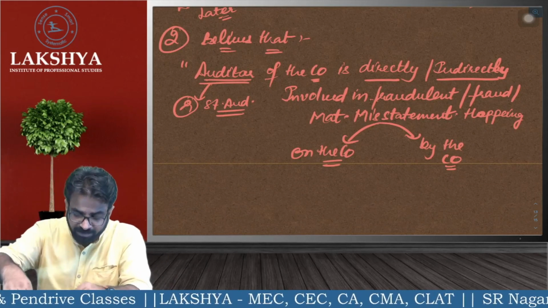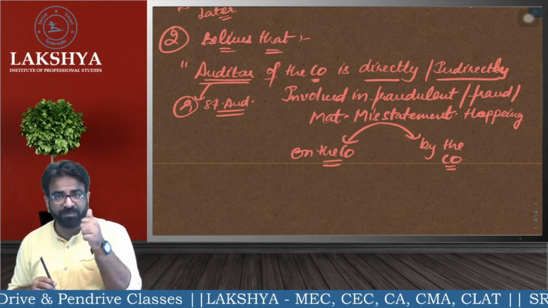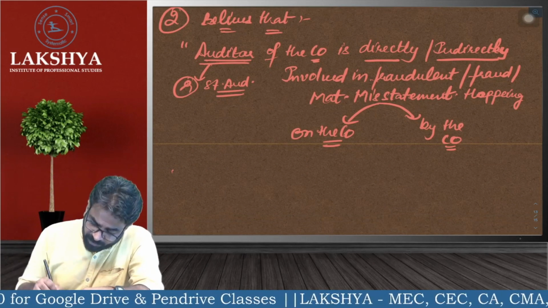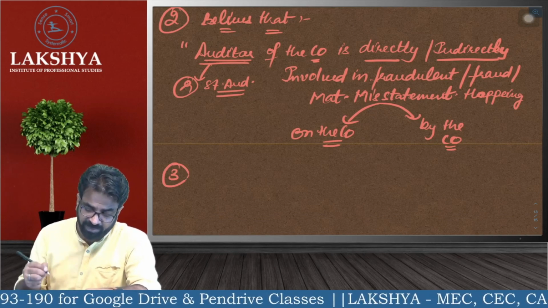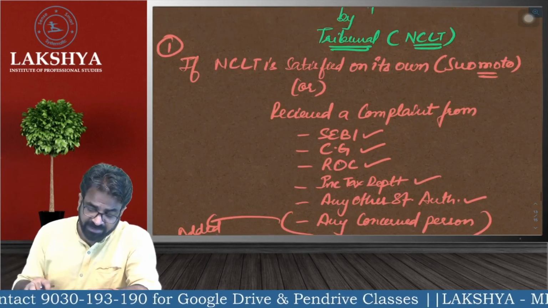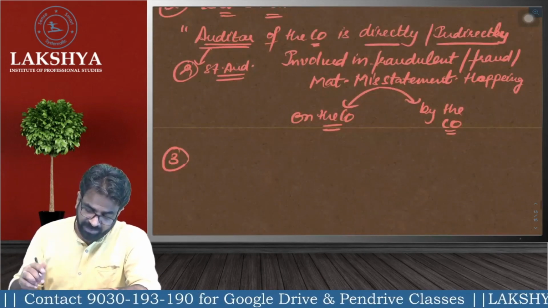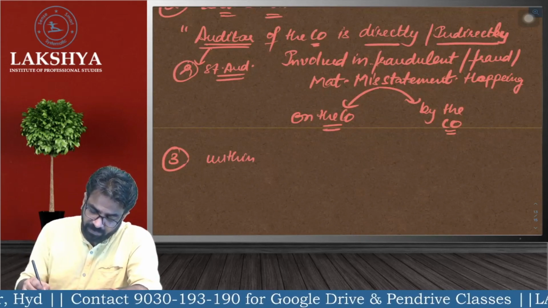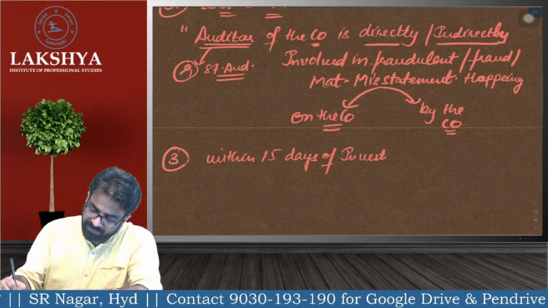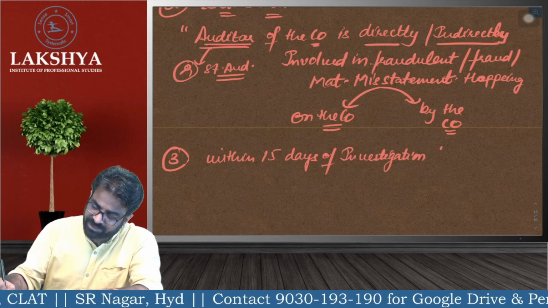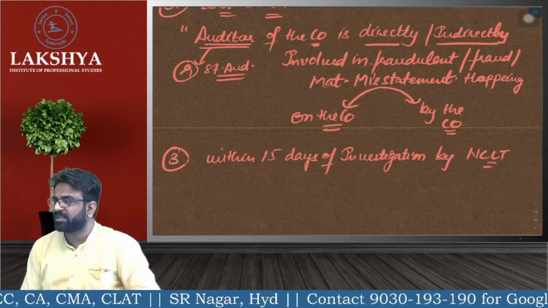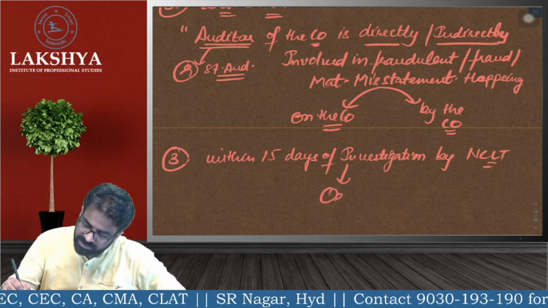So this is what this particular section means. So main point क्या है? Here the auditor is involved in fraud. Yes. Next, point number 3. ये तो गया main reason of complaint. This is the main complaint which I have written, these are the people who are making the complaint, and this is what NCLT feels on its own. Then within 15 days of investigation by NCLT, an order shall be passed.